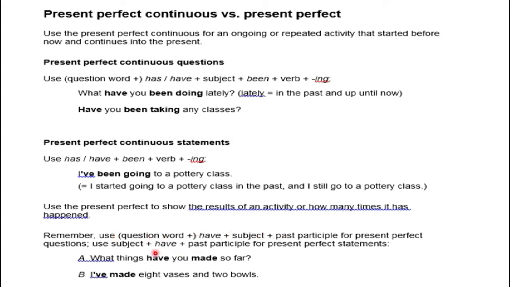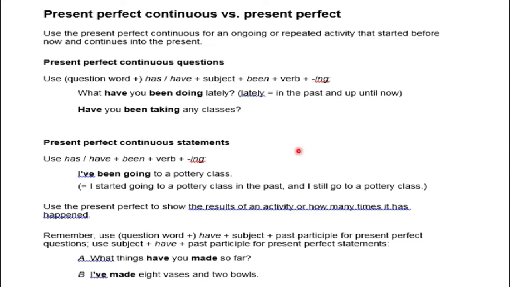that for the present perfect, we use the question word plus have plus subject plus the past participle of the verb, and subject plus have or has plus the past participle for statements. For example, what things have you made so far? I have made 8 vases and 2 bowls.